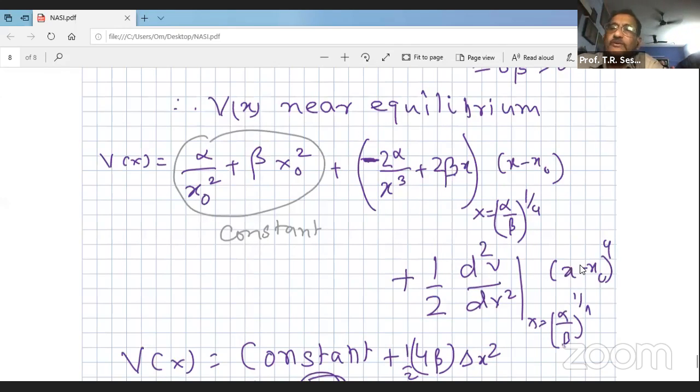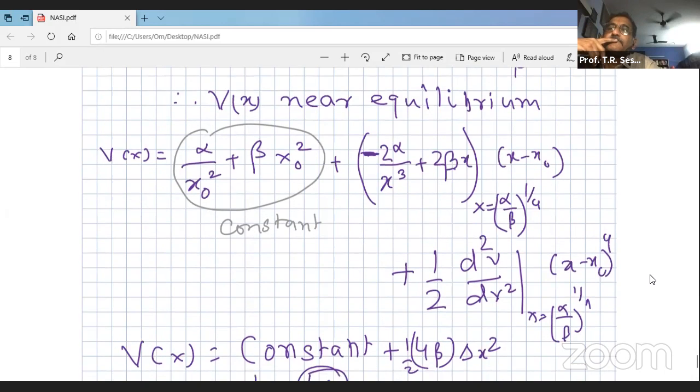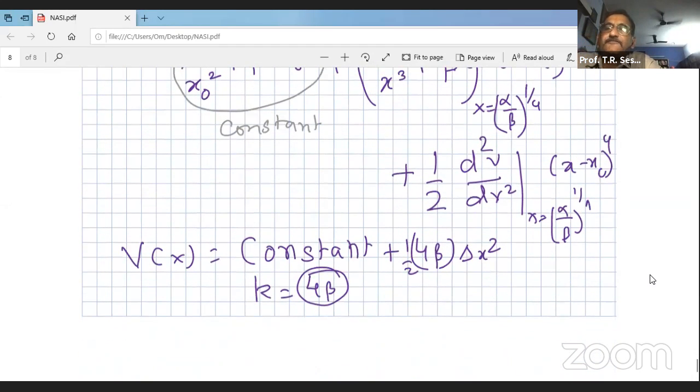Okay, and so go down further. I have V of x equal to a constant plus half... Again, I have made a mistake. It should be 8 beta delta x square. I already cancelled it and put it. So it means that the value of the spring constant k, the effective value for this small oscillation, is 8 beta. It is half k delta x square. It should be 8 beta and not 4 beta.